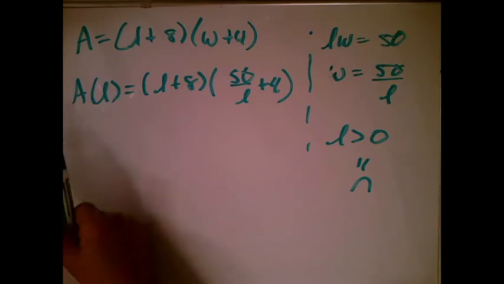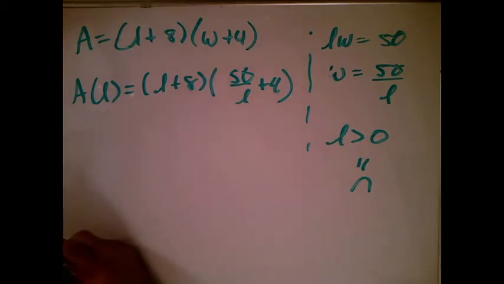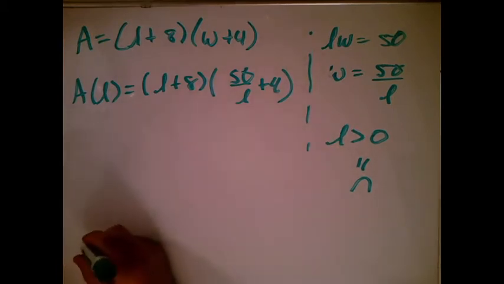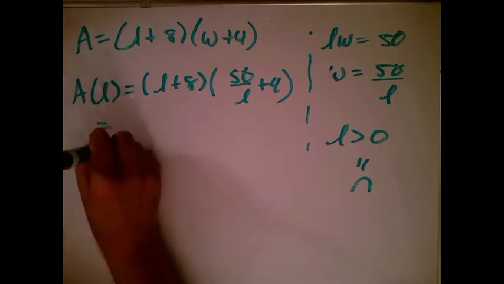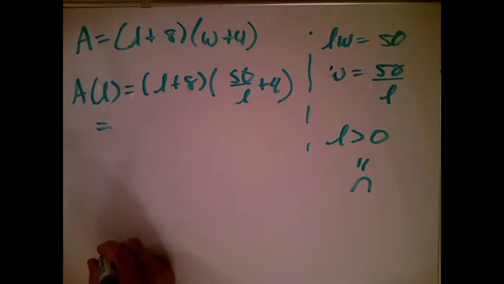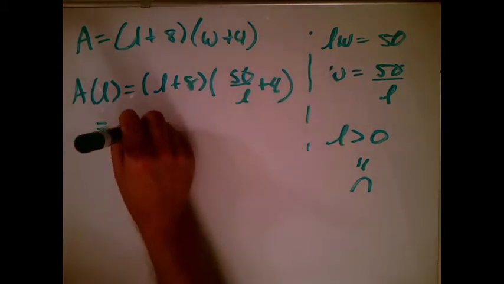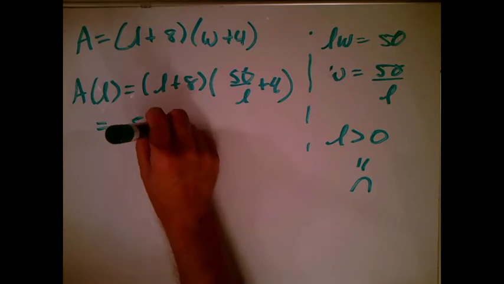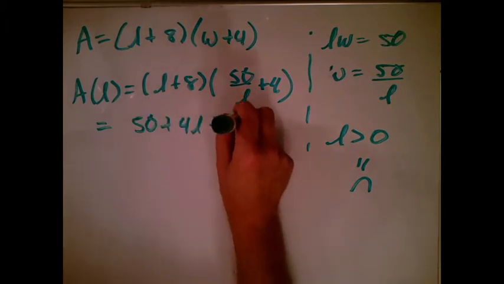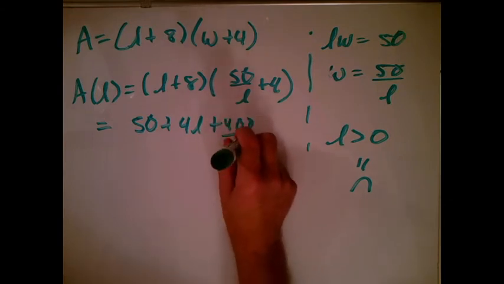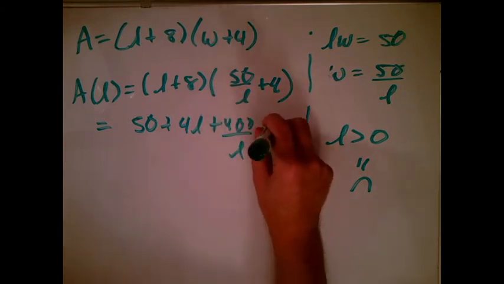Meanwhile, I want to take the derivative of this. My options are either to use the product rule, which I'm not going to do, or multiply out first and just use the power rule. That's what I'm going to do. So I'm just going to keep writing equals until I actually get something I want to take the derivative of. I'm not going to FOIL, so I'm going to get 50 plus 4L plus 400 over L plus 32.